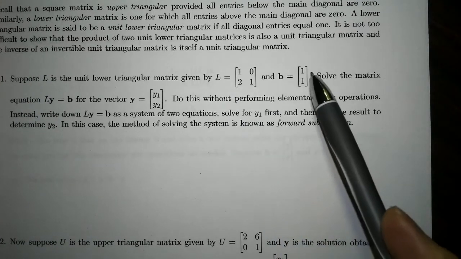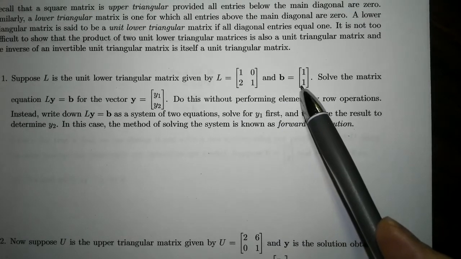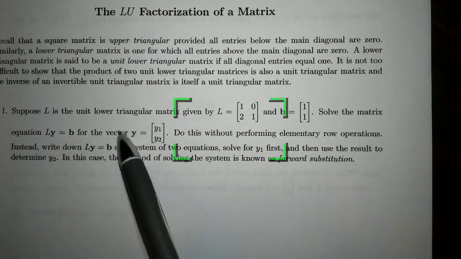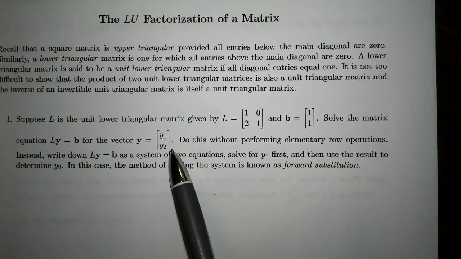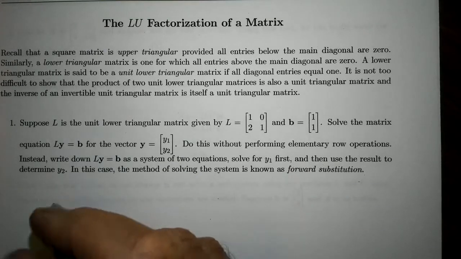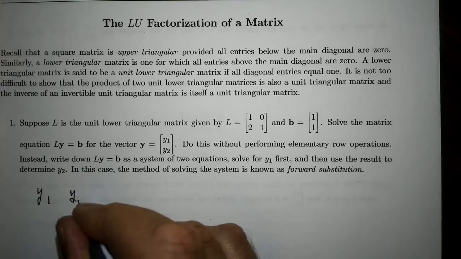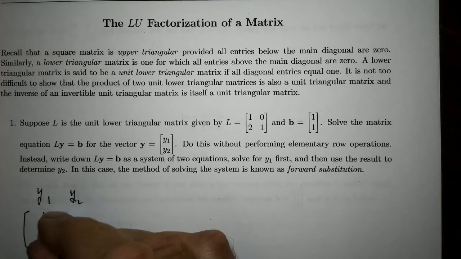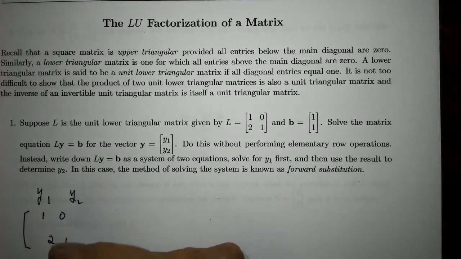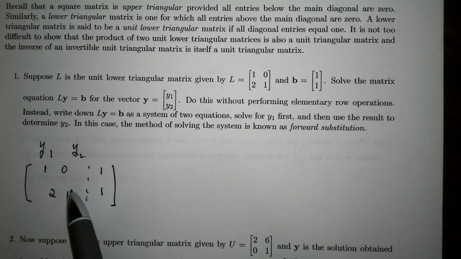Let's say we have a vector B, which is 1, 1, and we wish to solve the system of equations Ly equals B. So let's write down the augmented matrix. Here's y1, here's y2, 1, 0, 2, 1, 1, 1. That's a 1 right there.